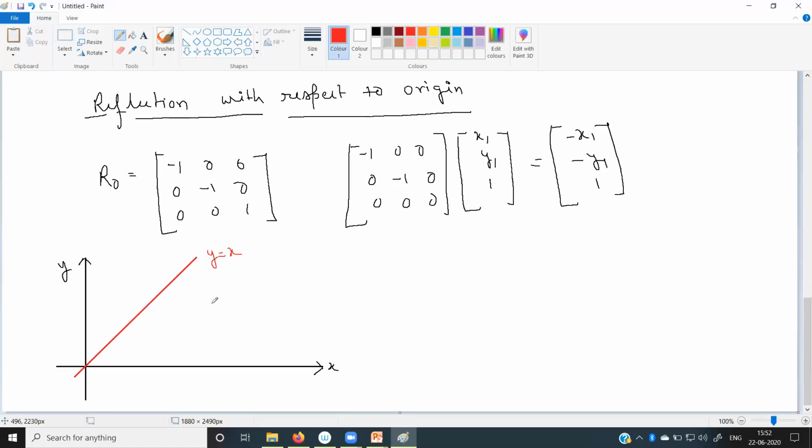Now, the line passing through the origin with the equation y equals x, how can we reflect the object? So if I want to reflect the object with respect to this one, it will be like this. So let me draw the object first. So consider the point. So this is the object. I want to reflect this object with respect to the line y equals x. So after reflection, what will be the impression of the object? The impression of the object will be something like that.